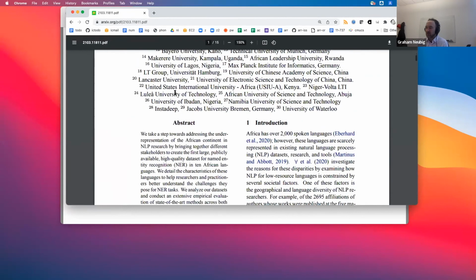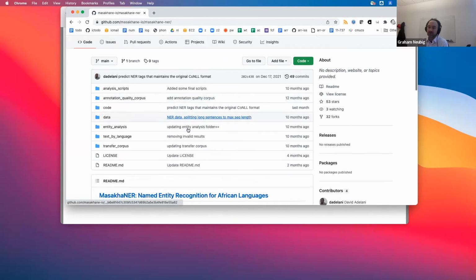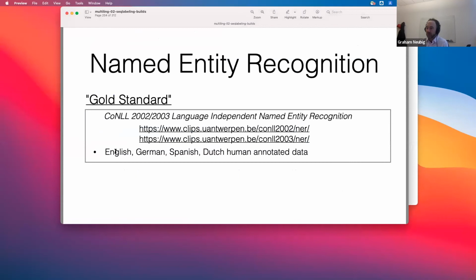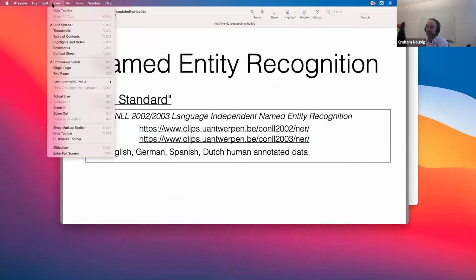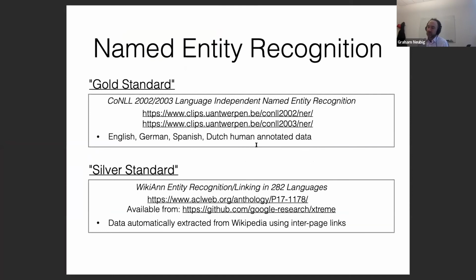and this is nice because it's also manually labeled, but it's in African languages that have a lot fewer resources than English, German, Spanish, and Dutch. So it gives a better idea of how well we'll be doing on lower resource languages. There's also this WikiAnn dataset for entity recognition and linking in 282 languages. This was extracted from Wikipedia using interpage links.